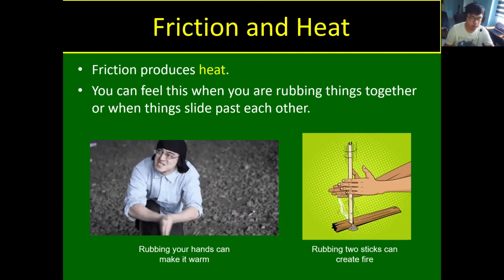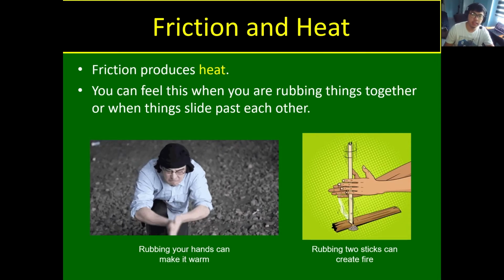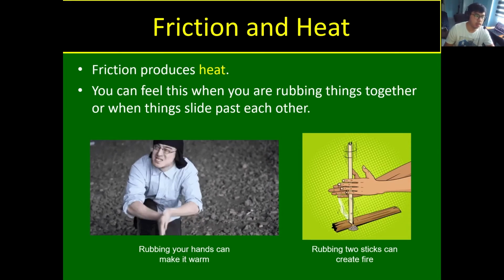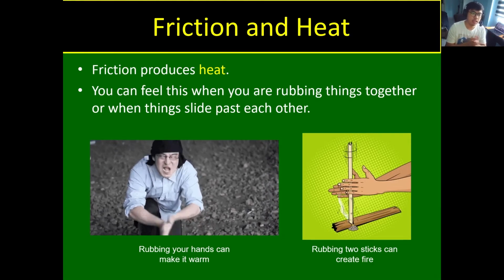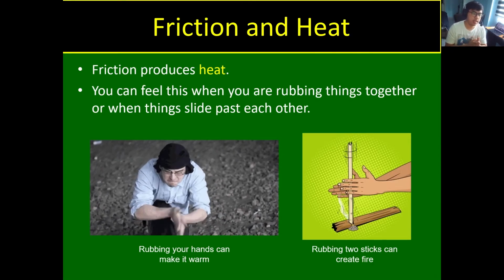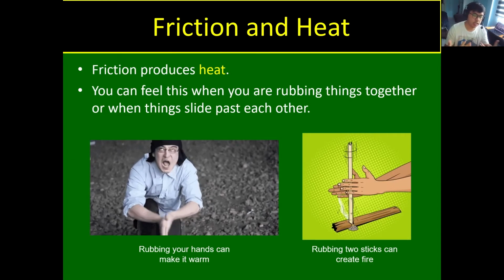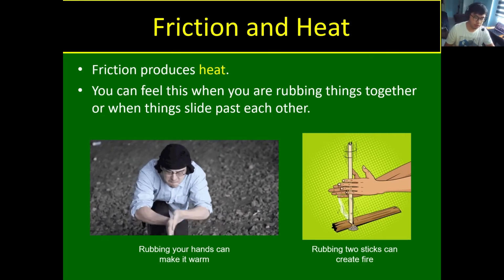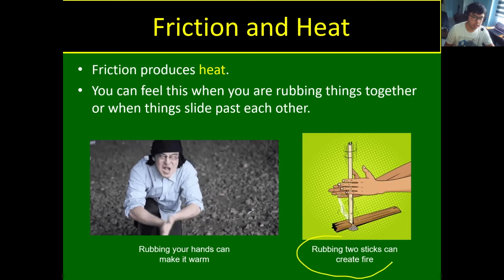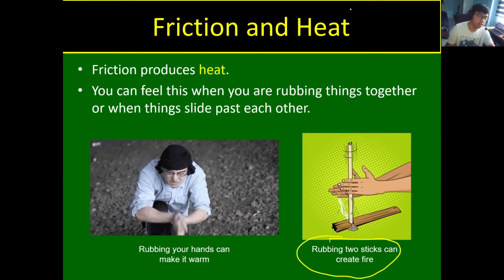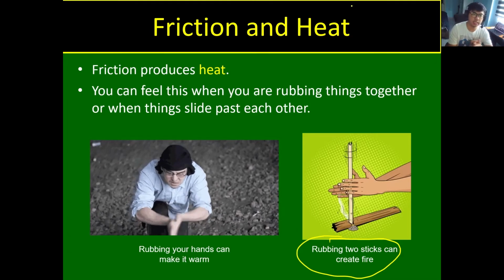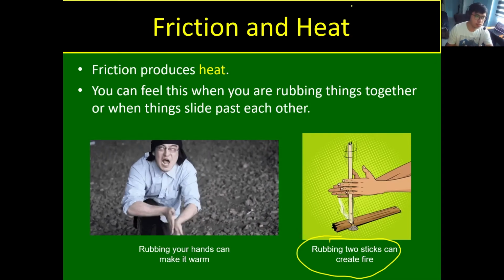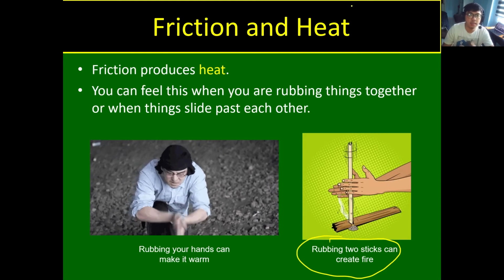Friction also produces heat. You can feel this when you are rubbing things together or when things slide past each other. For example, when you are rubbing your hands, you can feel the friction and you can feel your hands getting warmer. The same thing if you rub two sticks together, this will create heat and create fire. And also if two things are sliding against each other, that will also create heat. So friction produces heat.